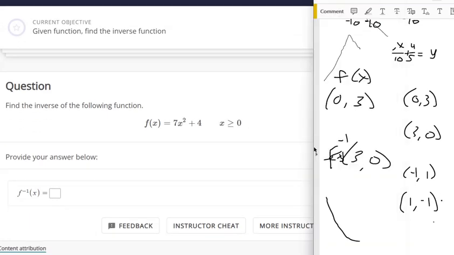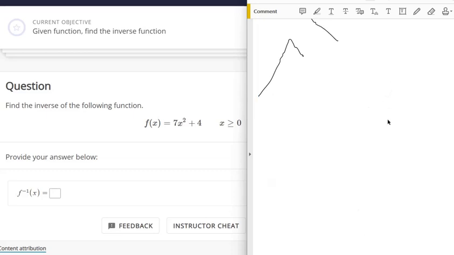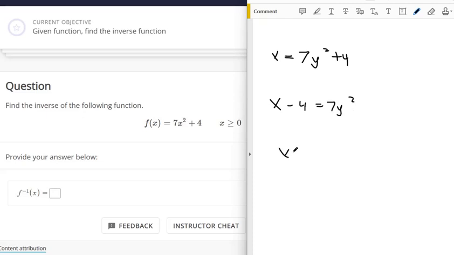Okay, this one doesn't take too long. That last one I showed you is the toughest one you'll see. That's why I have a bunch of separate videos for that one. So we're asked to find the inverse, so we'll switch x and y. And then we will solve for y. So subtract that 4 from both sides. Divide both sides by 7.